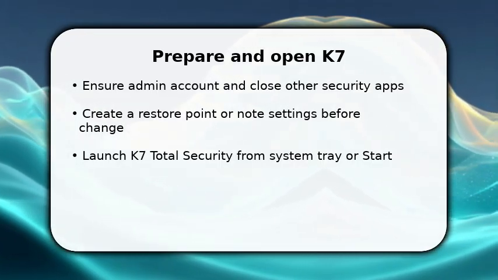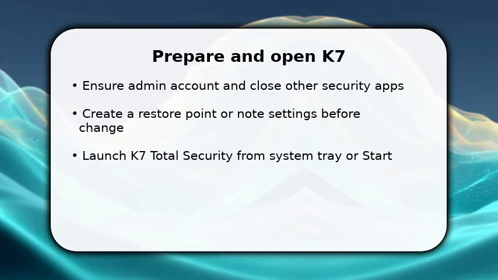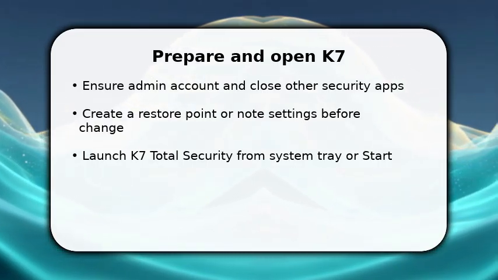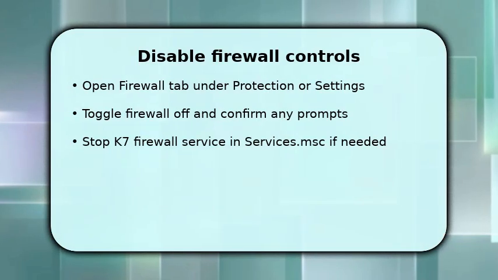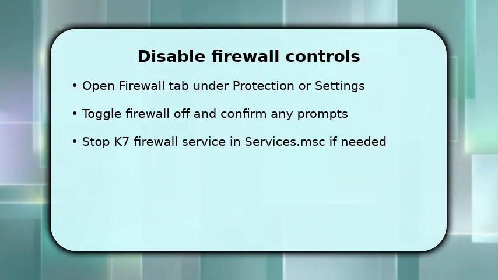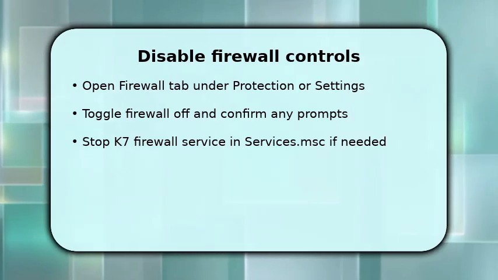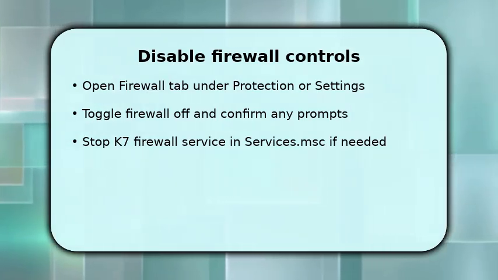Now go directly into the K7 main dashboard and locate the Protection or Firewall section to begin disabling steps. You're in the Firewall tab, read the brief warning, then toggle the firewall off. When a confirmation dialog appears, accept it so the rule engine stops applying policies.